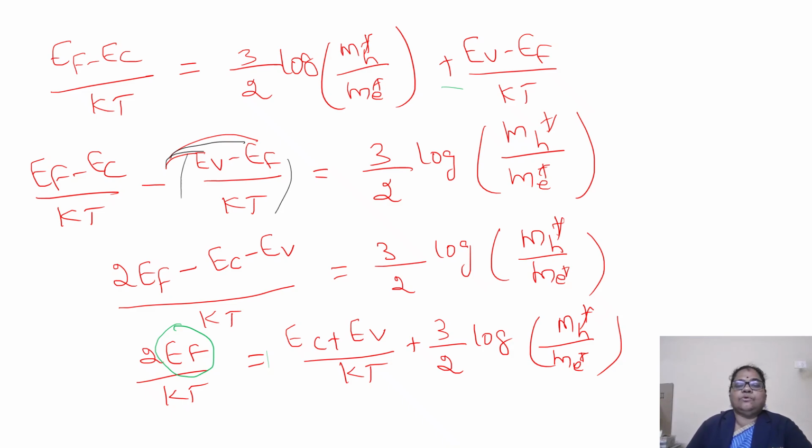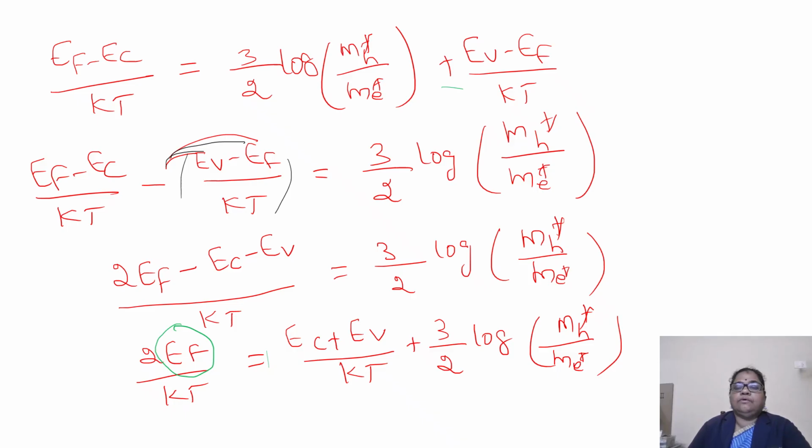Okay. And also I can split it into two terms here, on the left hand side, 2 EF by KT earlier, and also minus of minus EC minus EV by KT is the second term. So that second term I move to the right hand side. So all the negative terms become plus. So EC plus EV by KT plus 3 by 2 log of MH star by ME star.